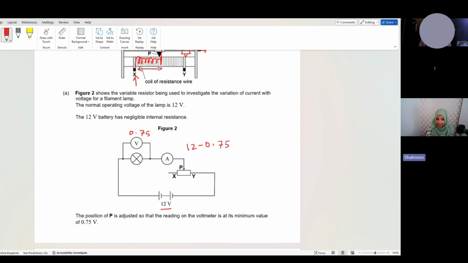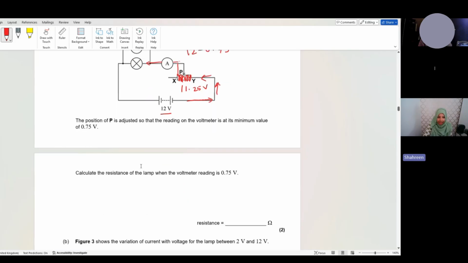So basically what you're saying is the slider is such that, let's say if it's in this position, the electrons will have gone this way, this way, this way, and gone through the whole coil of wire, right? All the 25 ohms, I'm sorry for the mess. But then the rest of it is going through the ammeter and then going to the bulb, right? So over here, the variable resistor is taking up 11.25 volts.